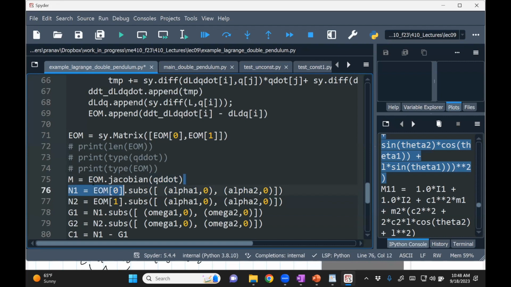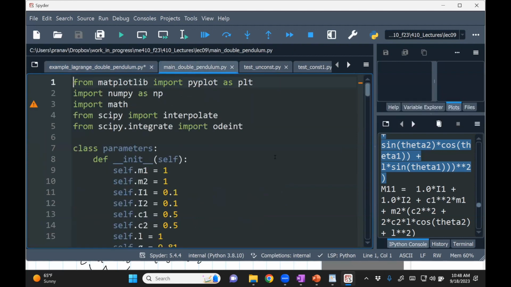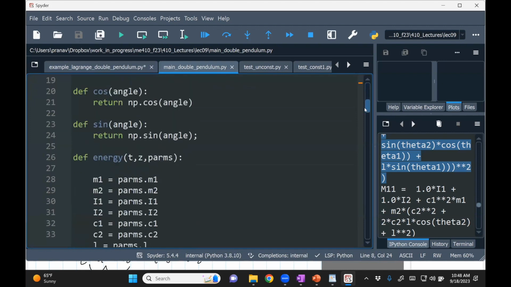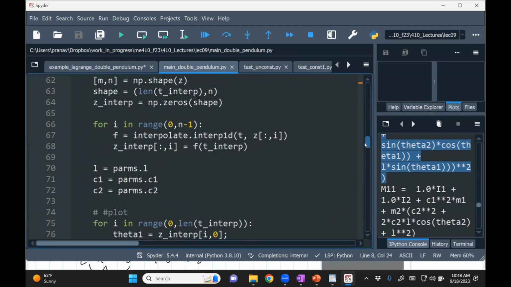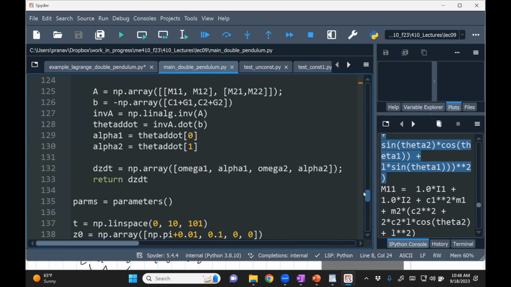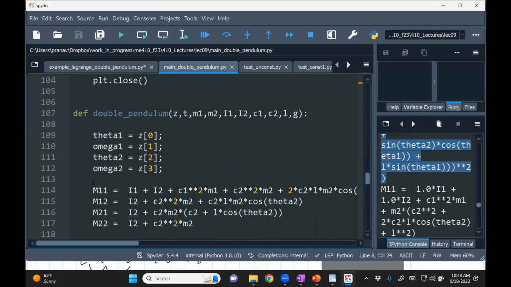And then actually, I don't use that trick. I actually use the Jacobian. If you take the Jacobian of the equations with respect to alpha 1, alpha 2, theta1 double dot, theta2 double dot, you actually get the M or A matrix out. Once these equations are out, M11 and so on, they go in this file. This is the simulation of the whole thing. I have the equations right here, copy pasted, double pendulum, you have M11, M12, and so on.